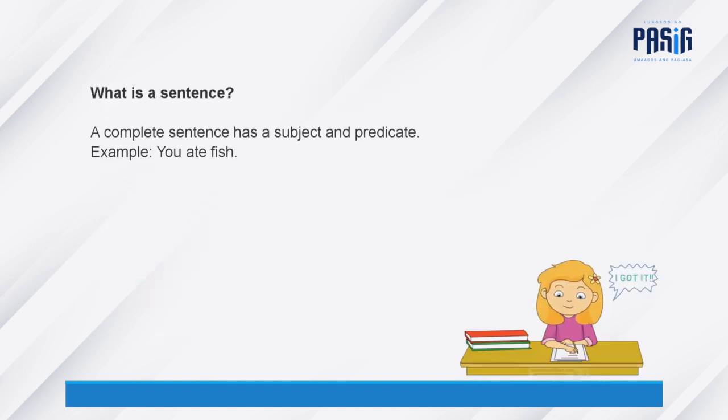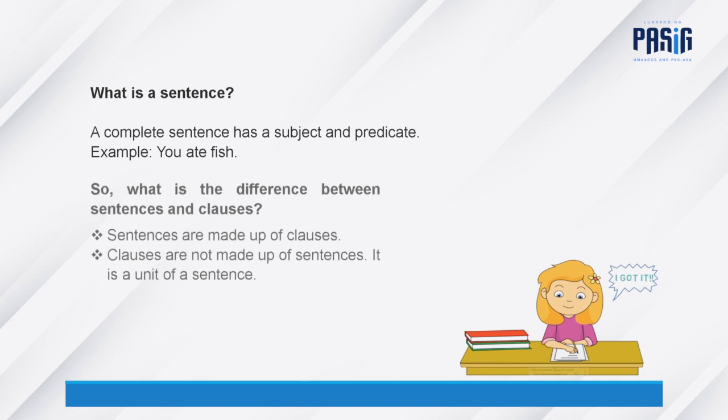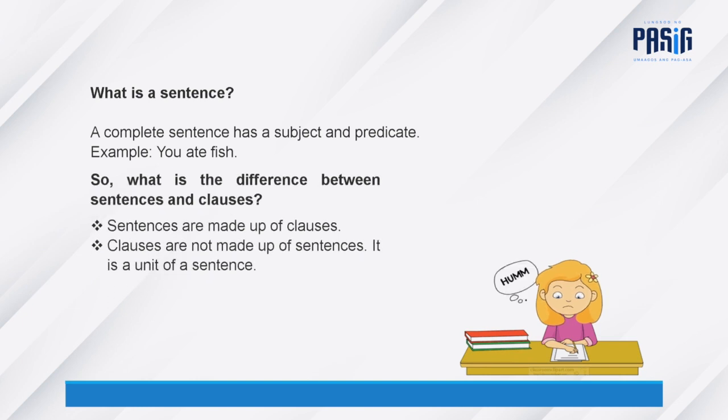What is a sentence? A complete sentence has a subject and predicate. Example: you ate fish. So what is the difference between sentences and clauses? Sentences are made up of clauses. Clauses are not made up of sentences. It is a unit of a sentence.